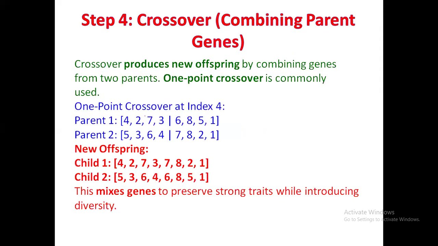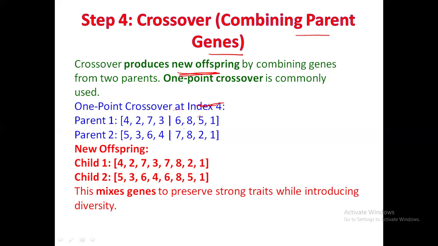So the next step is the crossover. Crossover means combining parent genes. The crossover is the process of creating new offspring by combining parts of two parent chromosomes. A common method we are using in this problem is the one point crossover. In one point crossover, a random crossover point is chosen, and the first part of one parent is combined with the second part of the other parent.